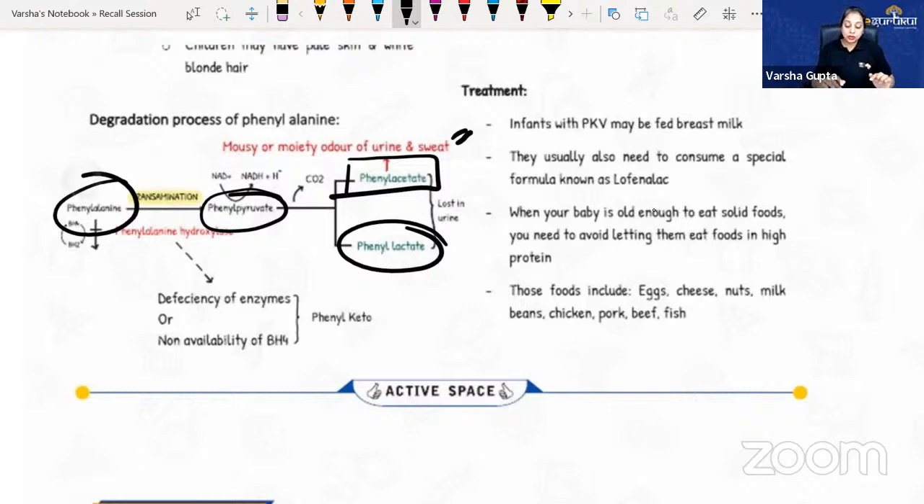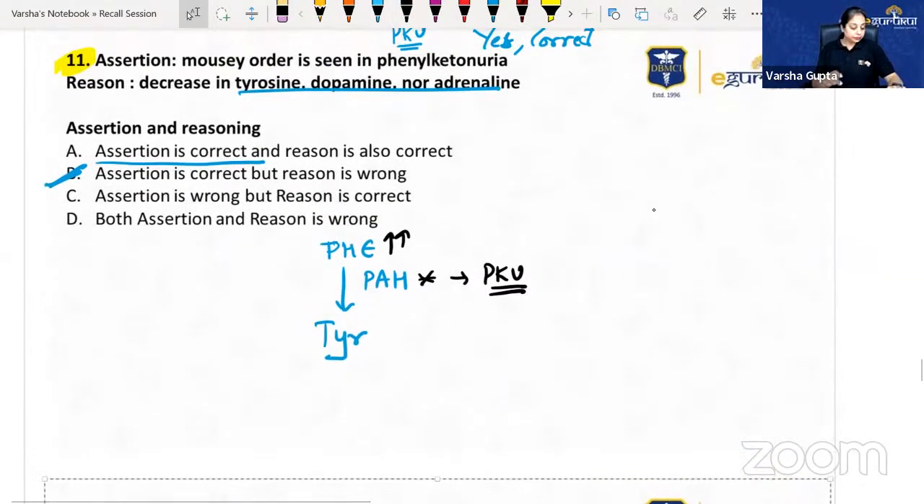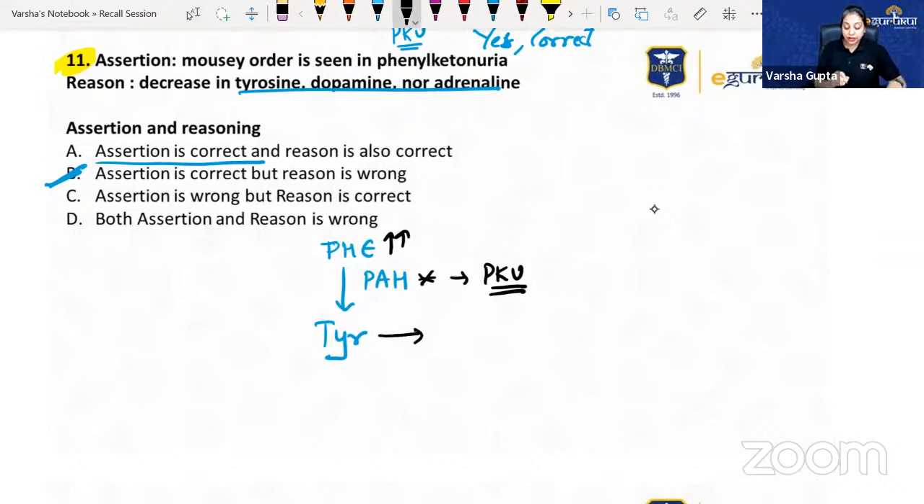Now, coming back to the tyrosine. From the tyrosine, we make dopa, we make dopamine, then norepinephrine, then epinephrine, right? Tyrosine also gives rise to melanin.